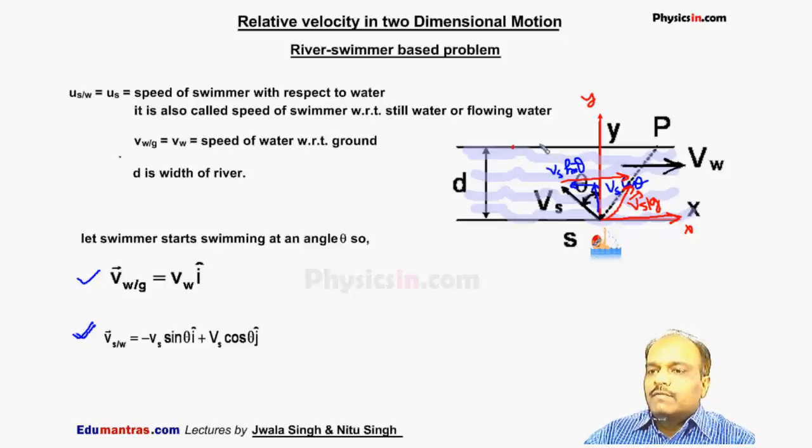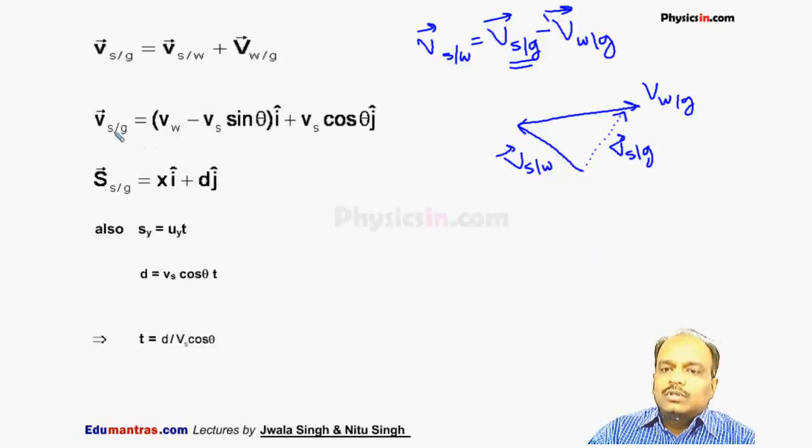But when he reaches the ground, he will finally land at point P, because with respect to the ground he is moving in this direction along this dotted line. So this is the velocity of the swimmer with respect to the ground, which is equal to (Vw minus Vs sin theta) i cap plus Vs cos theta j cap.